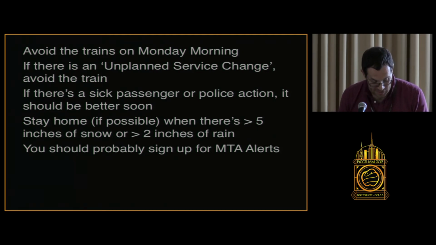If there's an unplanned service change, stay away from the line for the rest of the day, but stick around if there's a sick passenger or police activity, because those will resolve quickly. If you can stay home when there's more than 2 inches of rain or 5 inches of snow forecast for the day, you probably should. And definitely sign up for the MTA alerts. If you can't know about delays ahead of time, at least you can know about them in real time.